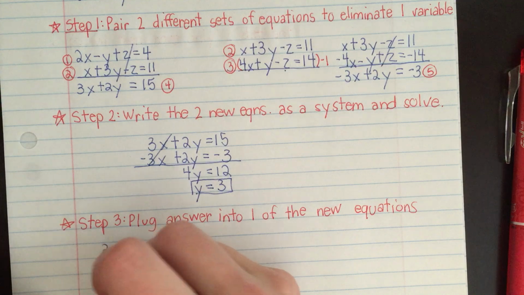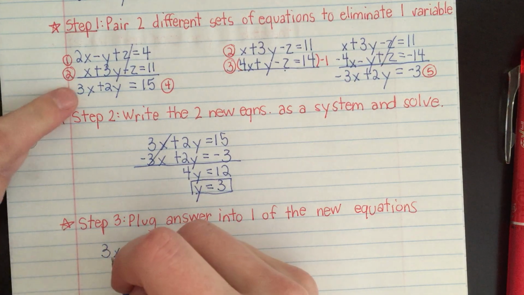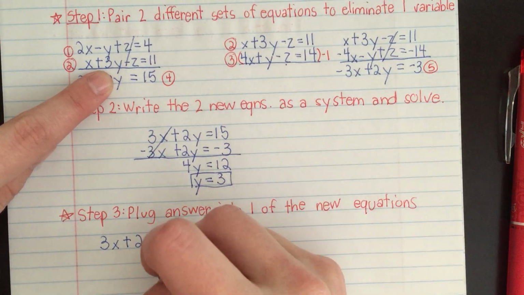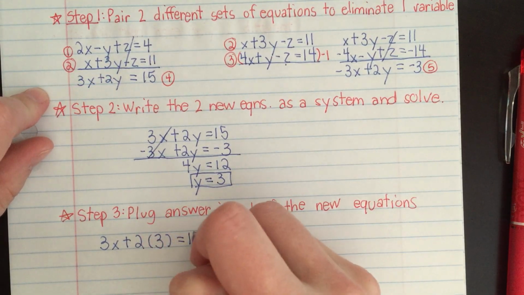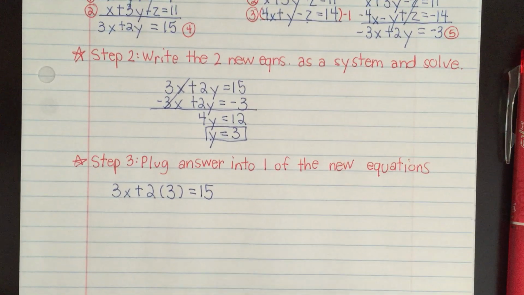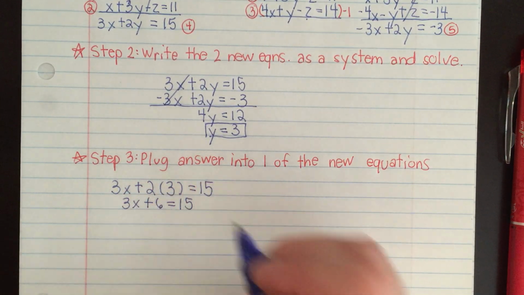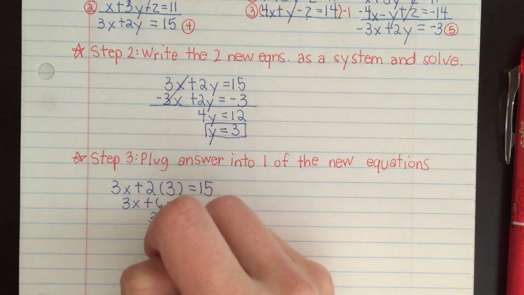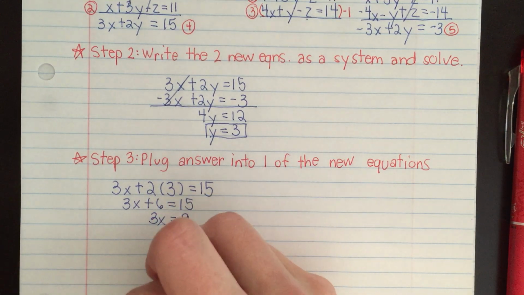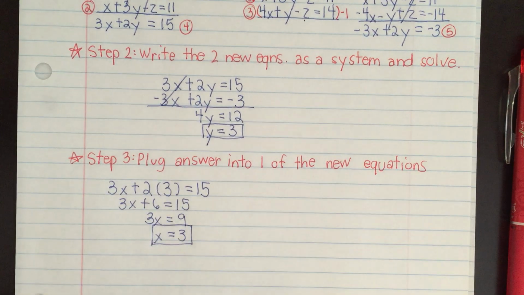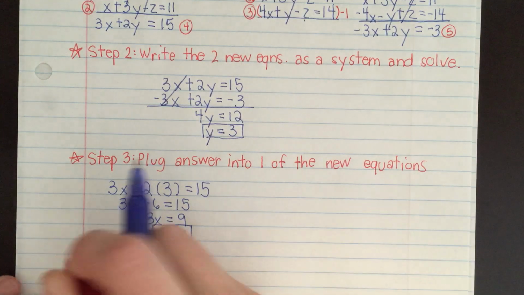So I've got 3x plus 2, and where I see y, I'm plugging in 3, equals 15. Then solve for x. This would be 3x plus 6 equals 15. Subtract 6 from both sides, I get 3x equals 9. When I divide by 3, I get x equals 3. I've got another variable. That's very exciting.